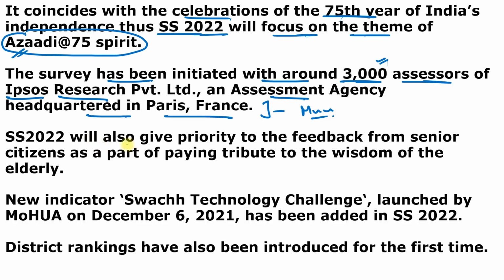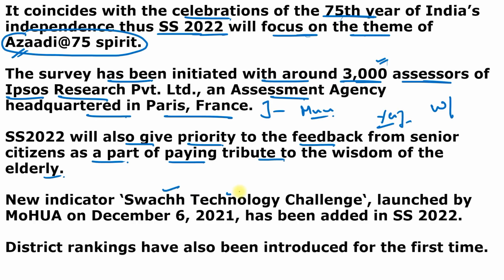Swachh Survekshan 2022 will also give priority to feedback from senior citizens as a part of paying tribute to the wisdom of the elderly. It will look into the initiatives of the cities for the overall welfare and well-being of frontline sanitation workers. And it will also reach out to the young adults, who are considered the leaders of the Swachh government.